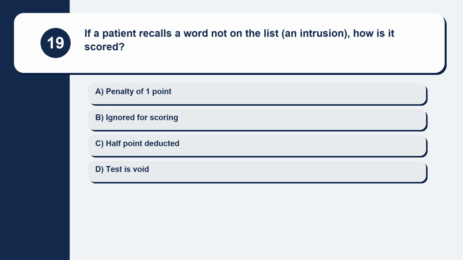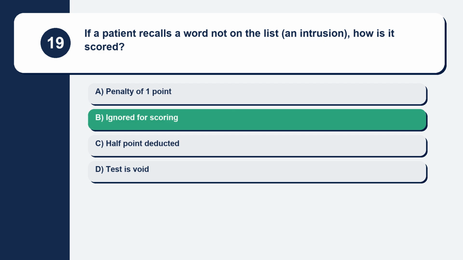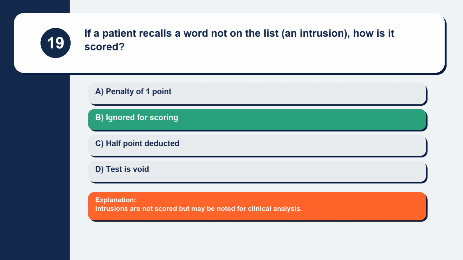Question 19. If a patient recalls a word not on the list, an intrusion, how is it scored? Penalty of 1 point. Ignored for scoring. Half point deducted. Test is void. Intrusions are not scored but may be noted for clinical analysis.